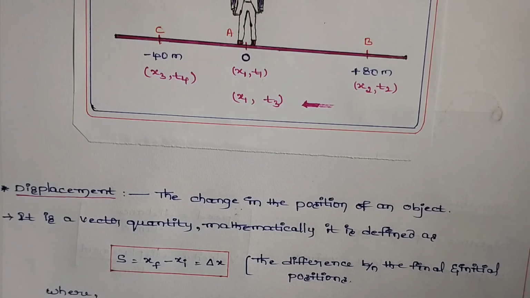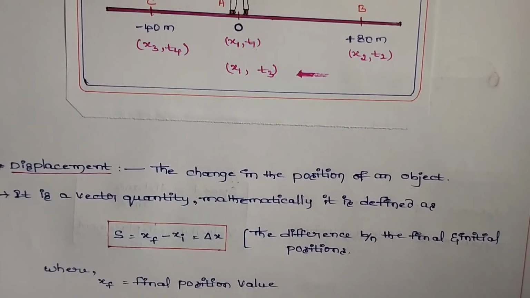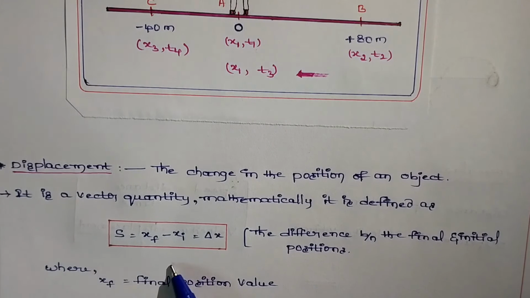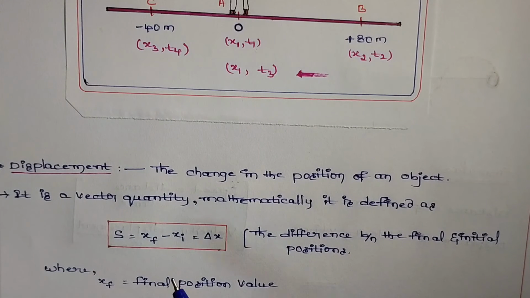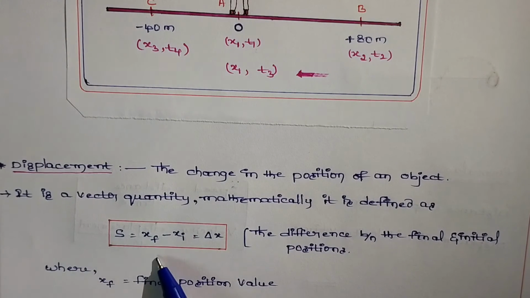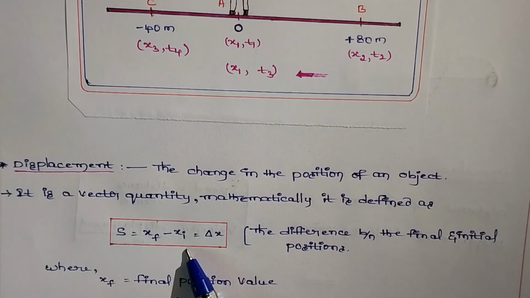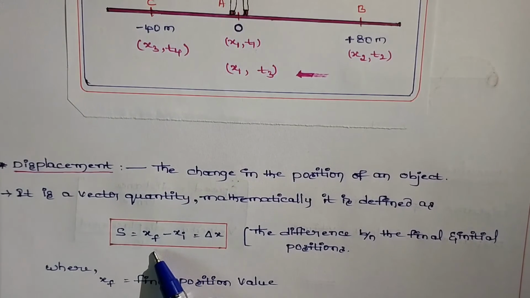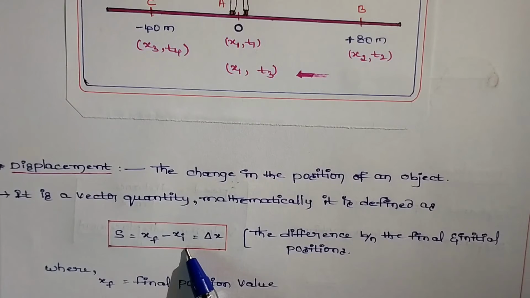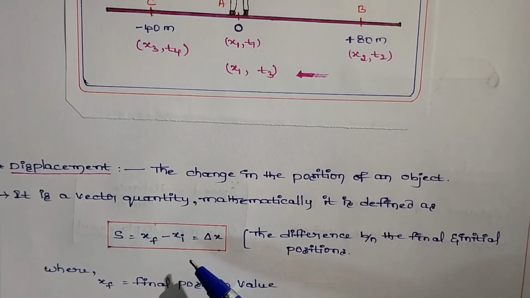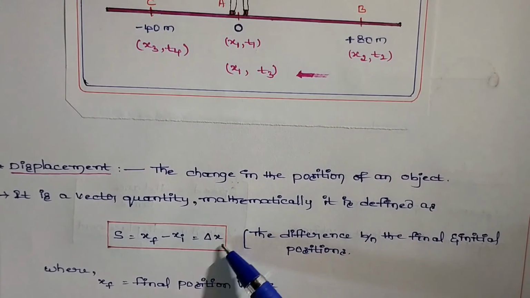We can represent displacement with S. And it is the difference between final and initial position. Displacement is the difference between final and initial position. Here xf is the final position value and xi is the initial position value, and it is nothing but change in position.